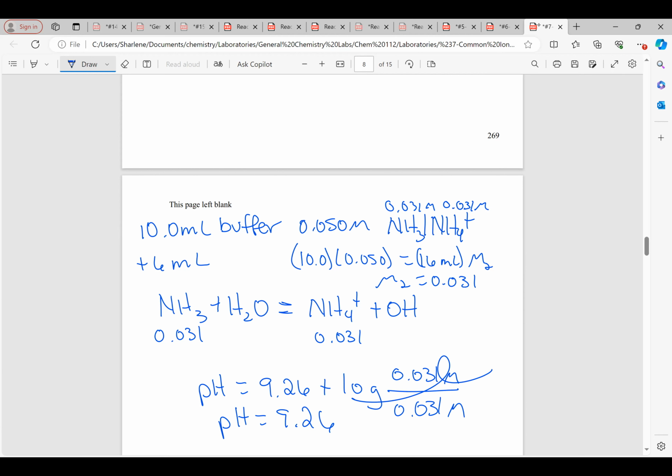So does diluting a buffer change the pH? And the answer is a big old no. But the reason I had you do it is I wanted you to physically see that in lab. Go ahead and pour water in there. It is not going to change the pH of a buffer. But if you pour water in a weak acid or in a weak base, it will change the pH. But it will not change the pH of a buffer.